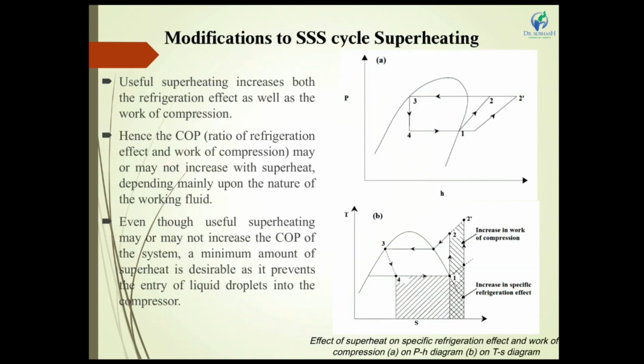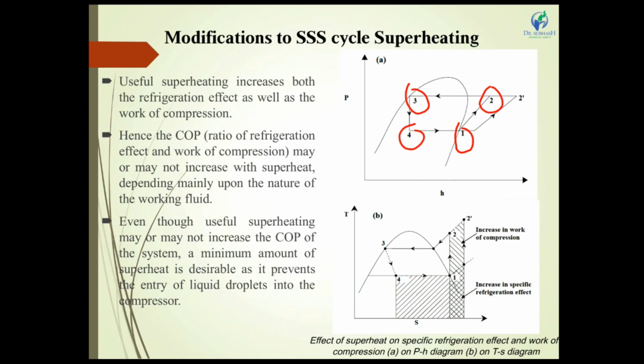Here it is shown in a PH and TS diagram. Useful superheating increases both the refrigeration effect as well as the work of compression. Here, process 1 to 2, with a point 1 dash. The 1 to 2 process is a compression process, the 2 to 3 process is a condenser process, the 3 to 4 process is an expansion process, and the 4 to 1 process is an evaporator process. The normal process is 1, 2, 3 and 4 for a VCRS cycle.